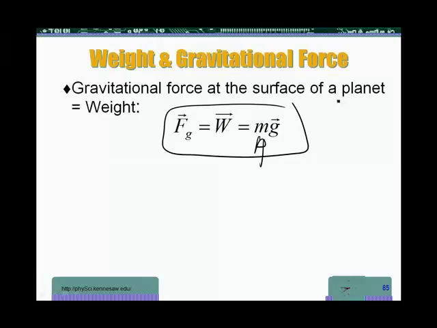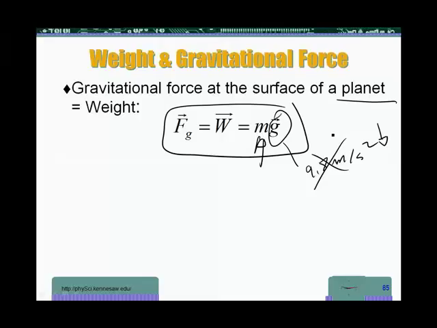Now, I said at the surface of a planet, or a moon, for example, if you are at the surface of the moon, small g is not going to be 9.8 meters per second squared. It's going to be actually 1/6 of that. By the way, 9.8 meters per second squared downward. So it's going to be about 1/6 of that. If we are on Jupiter, it's going to be larger than that. On Mars, about the same value as that.